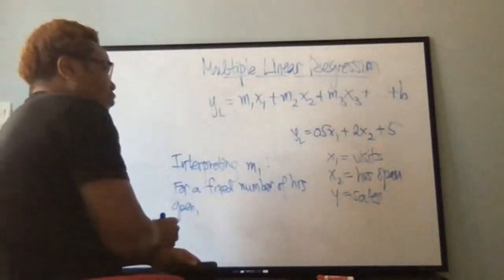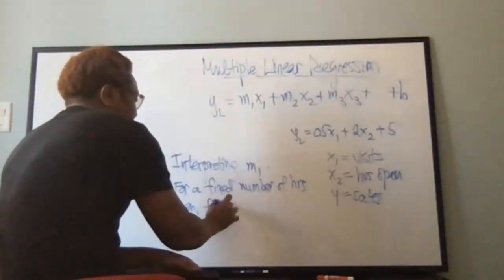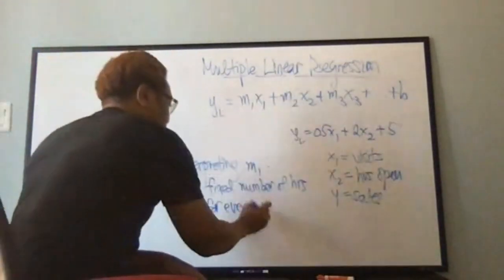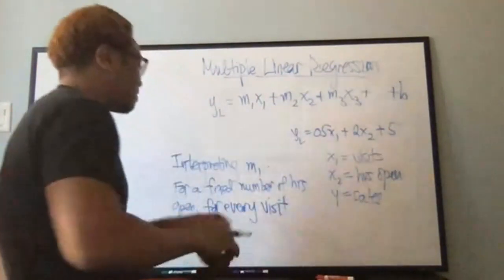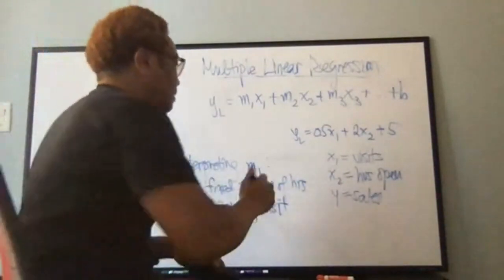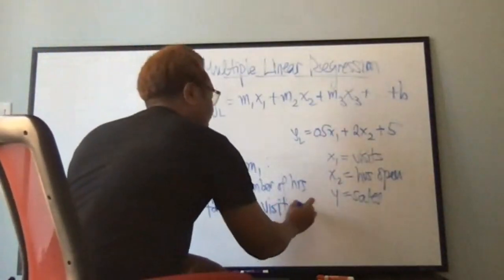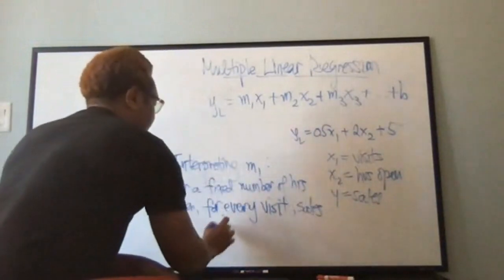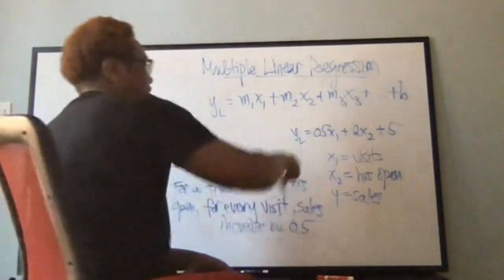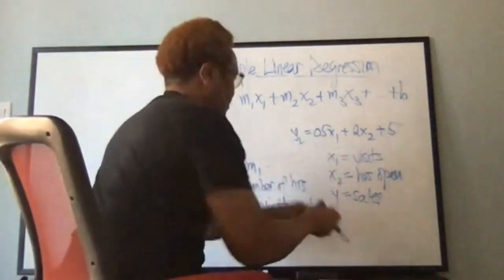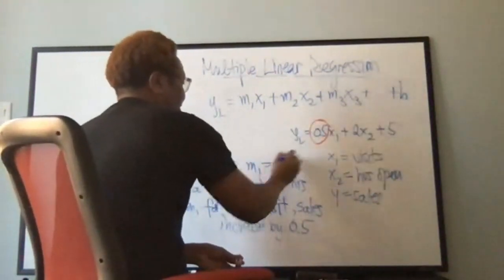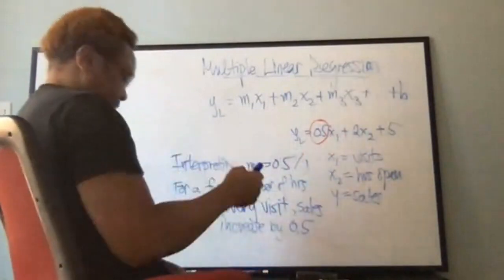So for a fixed number of hours open, for every one visit, or for every visit, I think some of us may be hung up on the number 1 right here. For every one visit, or for every visit, sales increase by 0.5. Because here's my M1 right here, 0.5. You can say over 1.